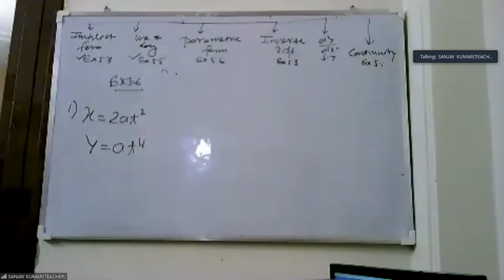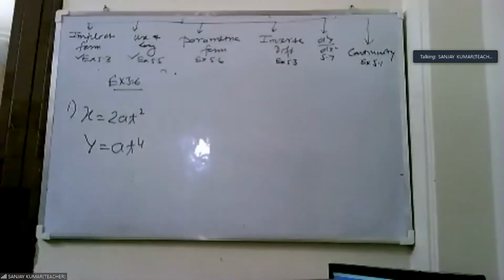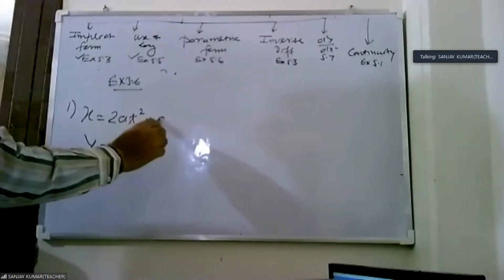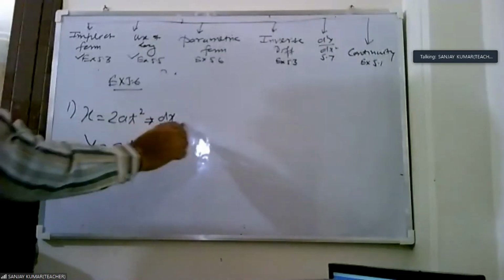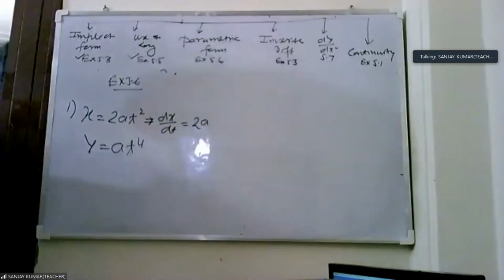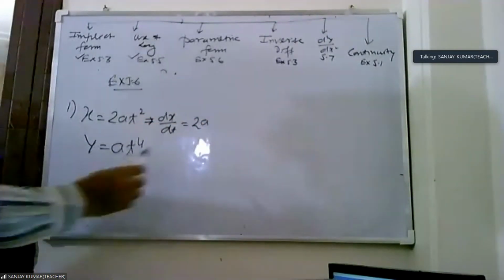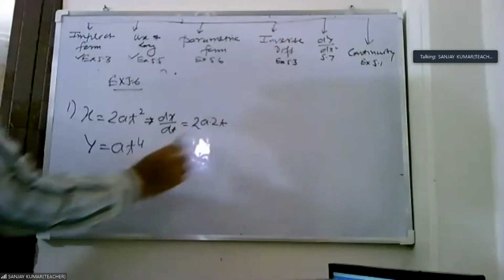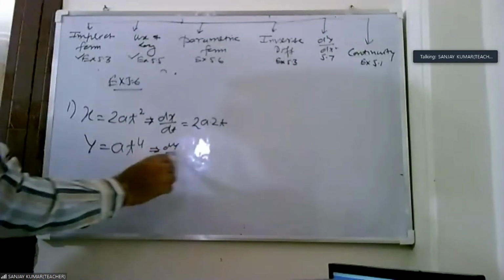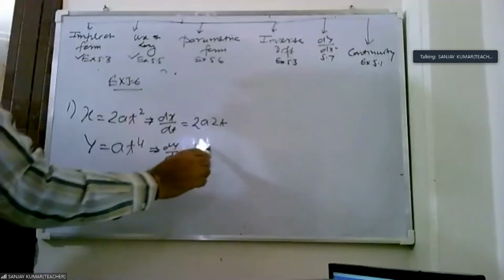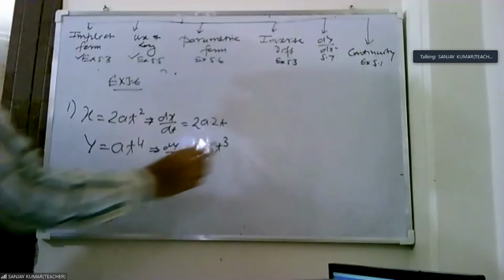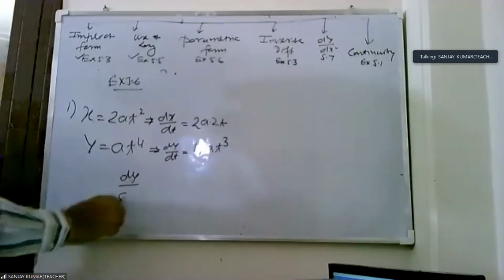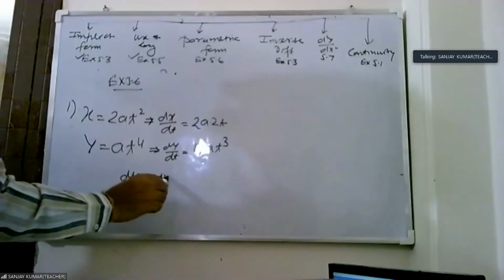Siddhant has given the answer. Now I start this question. Please look, Kartik, this is dx by dt. We find dx by dt, that is 2at square. The derivative of t square is 2t. Then we find dy by dt, which is 4at cube. Then for dy by dx, we divide both the equations.